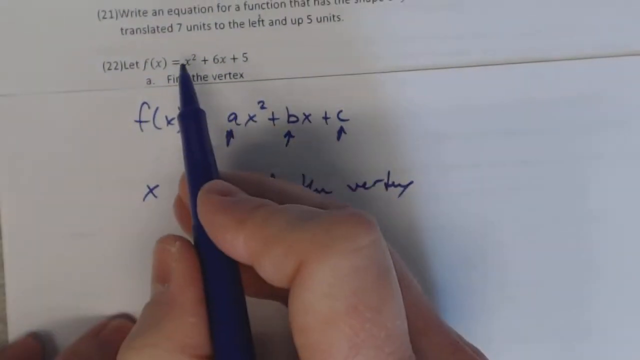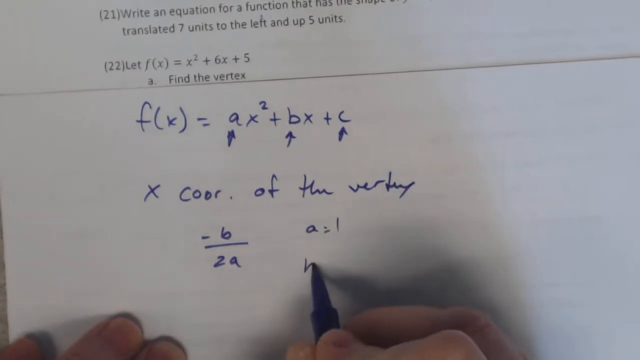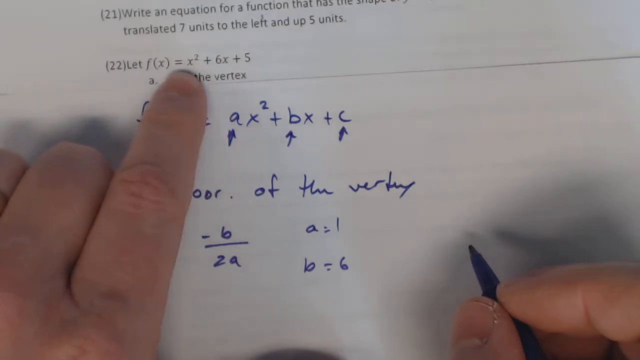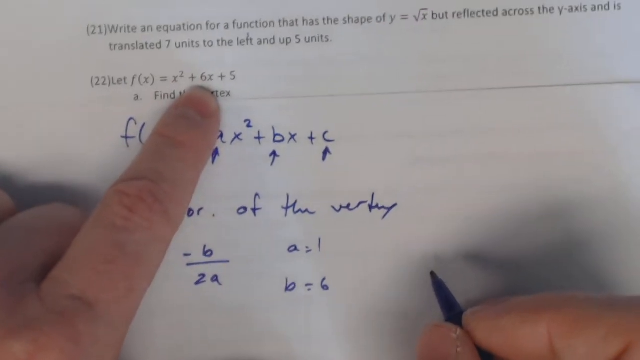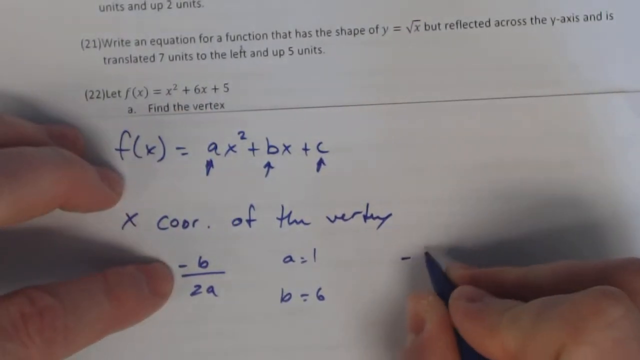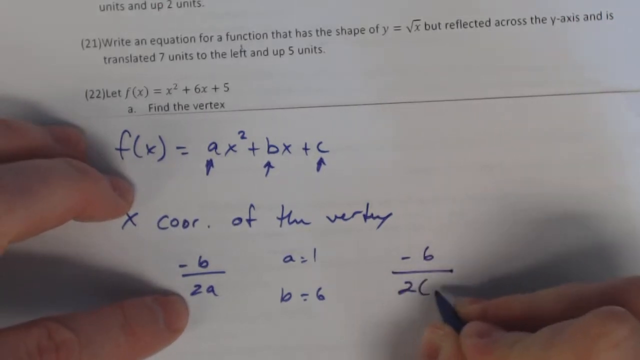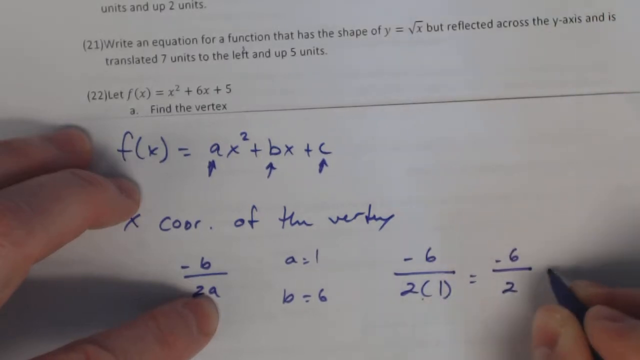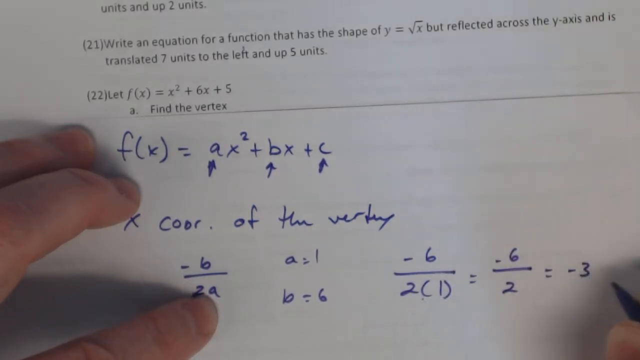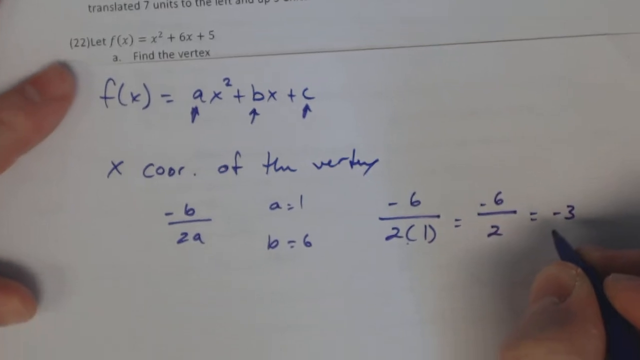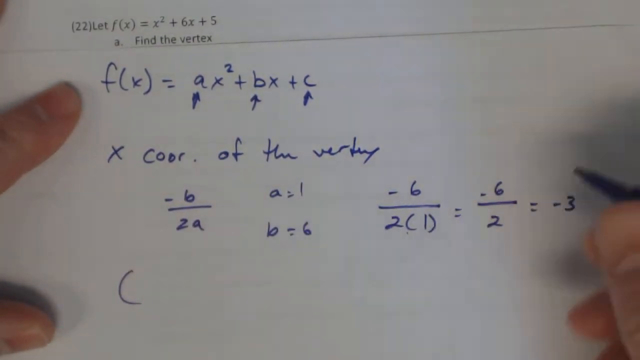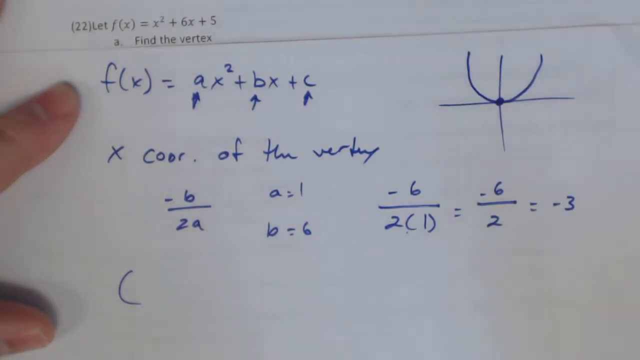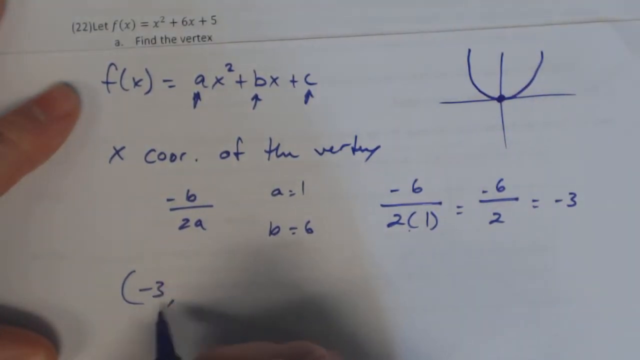So in this case, a is 1, b is 6. The number in front of x squared is a, the number in front of x is b. You say negative 6 divided by 2 times 1. So 2 times 1 is 2, and negative 6 divided by 2 is negative 3. Now that is the x-coordinate of the vertex. By the way, the vertex is that lowest spot of the graph, right? So negative 3 is the x-coordinate.